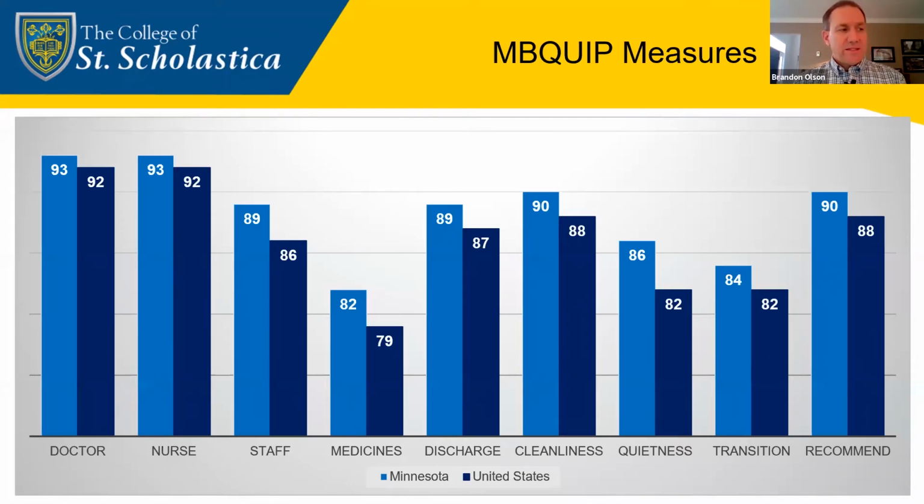Then we take a look at cleanliness. This will be the patient satisfaction with the cleanliness of the facility and also the quietness of the facility. We can see that Minnesota does, again, as we see almost across the board here, that Minnesota ranks higher for cleanliness and quietness. And then the transition represents the patient satisfaction with the quality of care during care transition. And then finally, the recommendation, the likelihood that the patient is going to recommend that facility to others. And we score rather high there as well.